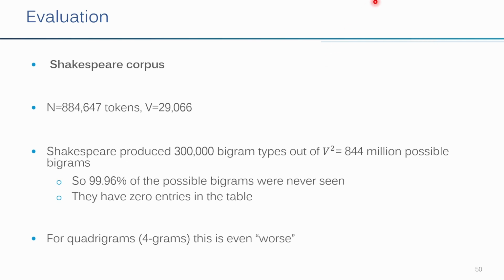Shakespeare corpus, and I hope to finish this soon. So on the Shakespeare corpus, if we take a look at all the tokens that we have there, we see that Shakespeare produced around 300,000 bigram types of all the tokens available. So it means that 99.96% of all the possible bigrams were never seen, even though they were still present in whatever corpus we had before. So they never occurred there.